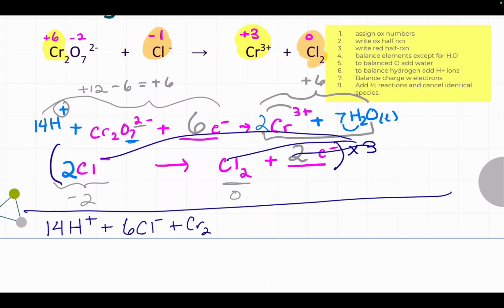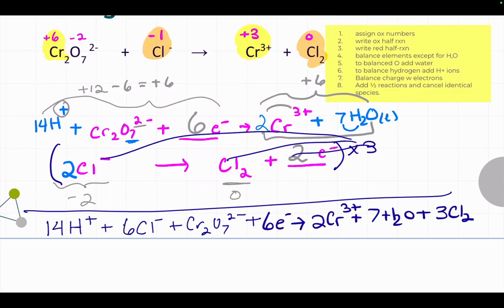I would have the dichromate ion and 6 electrons. And then on the product side, I have 2 chromium ions, 7 waters, and 3 chlorine. So if you want to put states of matter in, all of the ions are going to be in solution. Water is a liquid, and then chlorine is a gas.